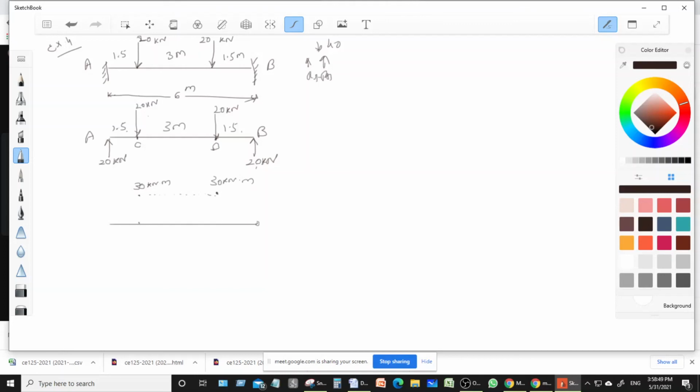Now see, the point B is a simple support beam, so moment will be 0, right? And at A point it is again going to be 0. So between these two forces, there is no force, so it is going to be a horizontal line, right? So this is your Mu diagram.